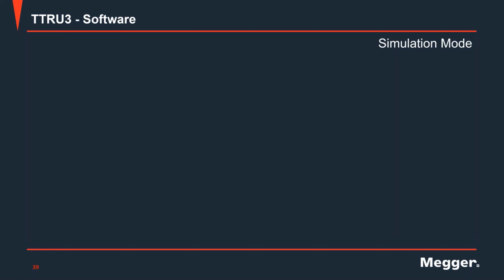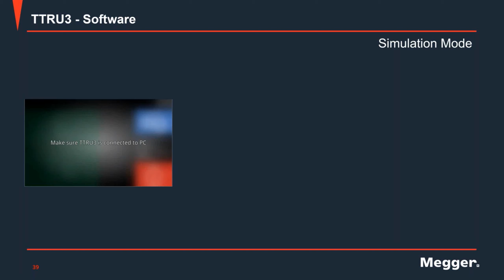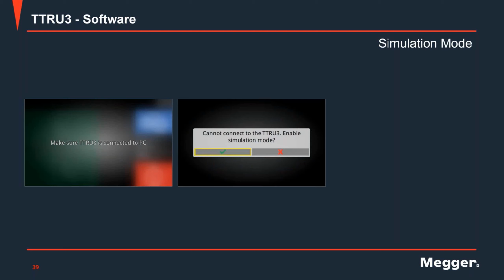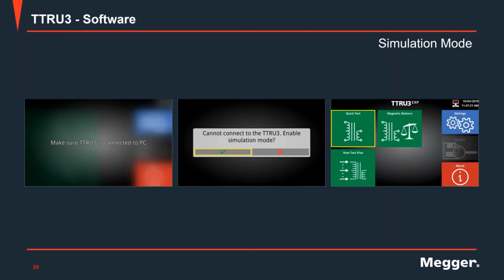So the first one I'm going to show you is simulation mode, right? Everything that I'm going to show you in the presentation was captured using simulation mode, which is great for training. When you have the software installed in your computer, you just launch it. It's the exact same software to control the unit. When you do so, just make sure you don't have your TTR connected to the computer. After about 10 seconds, the look for an instrument will time out and the software will suggest to enable simulation mode.